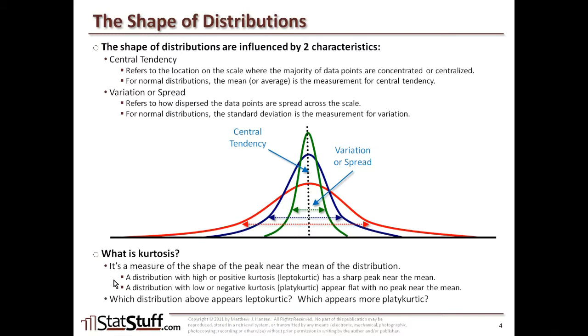Now with the distribution examples that we have up here, as far as the ones that are leptokurtic versus the ones that are platykurtic, in this example, the red distribution might be more platykurtic. It's a little bit flatter, versus this green distribution, which is more leptokurtic because it has more of a peak in it.